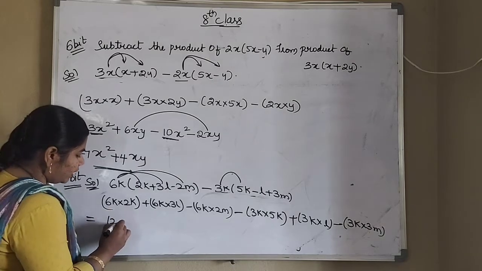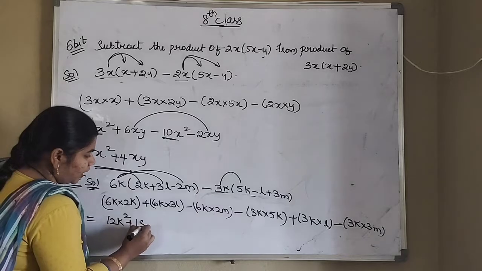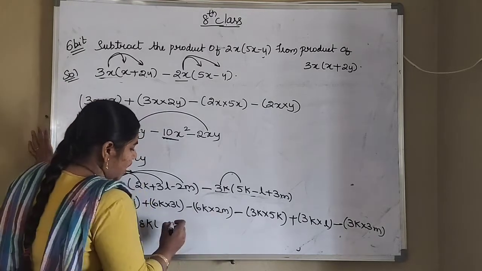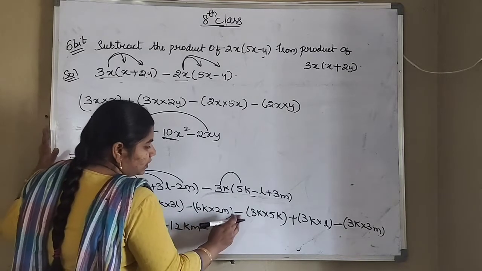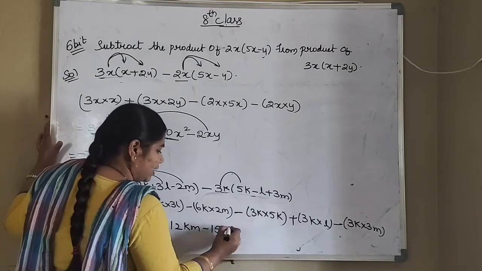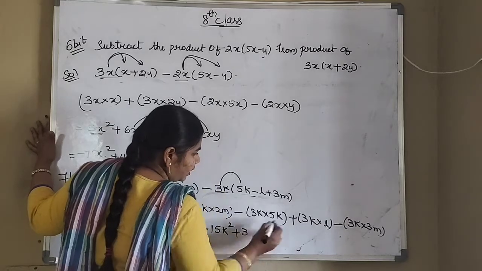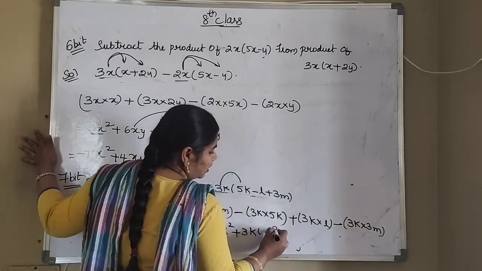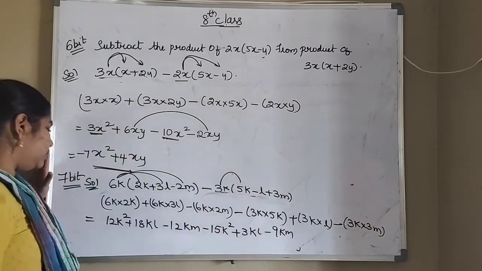6 2s are 12, k into k is k square, plus 6 3s are 18, k into l is kl, minus 6 2s are 12, k into m is km, minus 3 5s are 15, k into k is k square, plus 3 1s are 3, k into l is kl, minus 3 3s are 9, k into m is km. Now what are the like terms here?